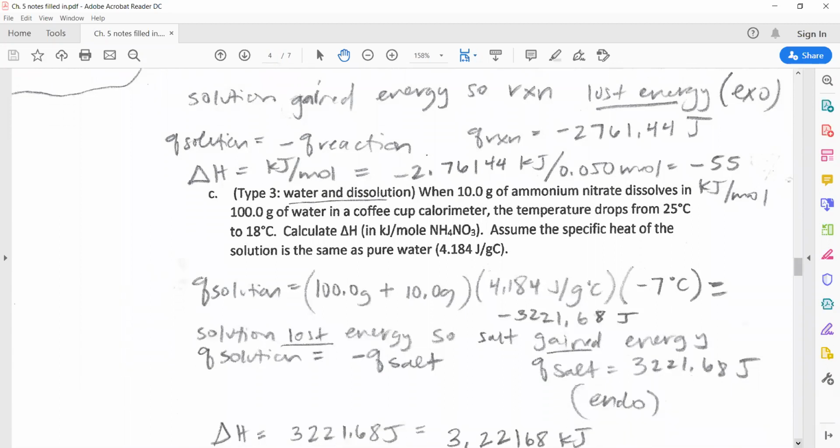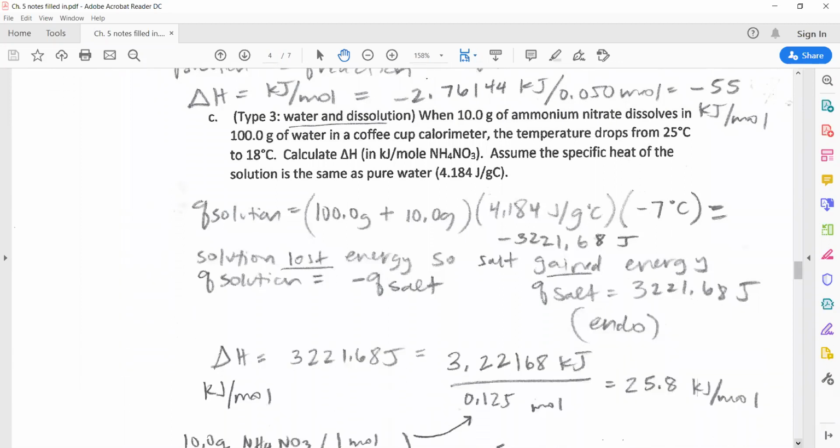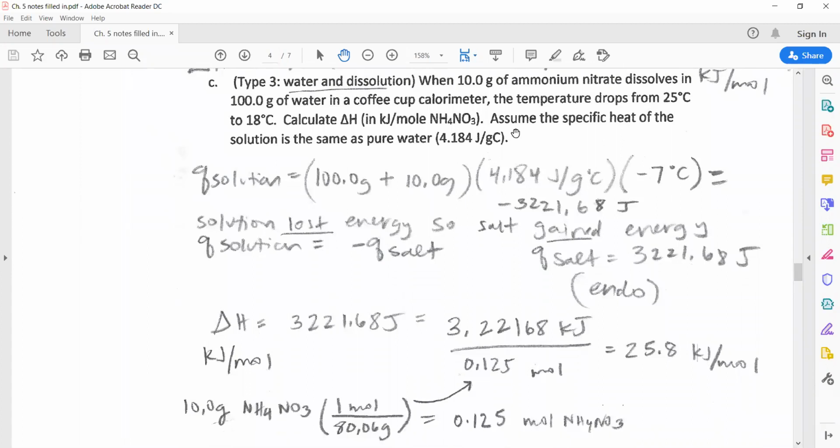Type 3 is when you're dissolving a salt into water, so dissolution. It's similar to the last problem where we're working with a full solution here. And when you dissolve something, it can be endothermic or exothermic. Once again, it's going to act like a mirror. So we're going to watch the water and see what it does.